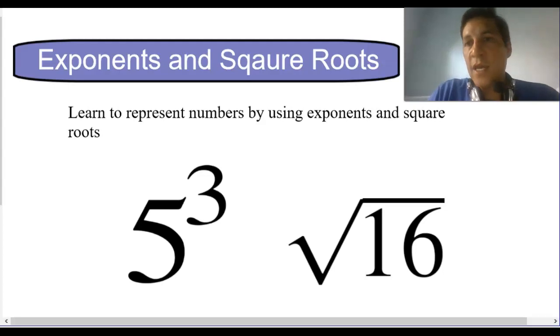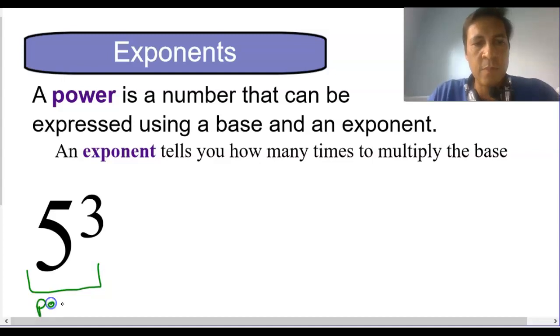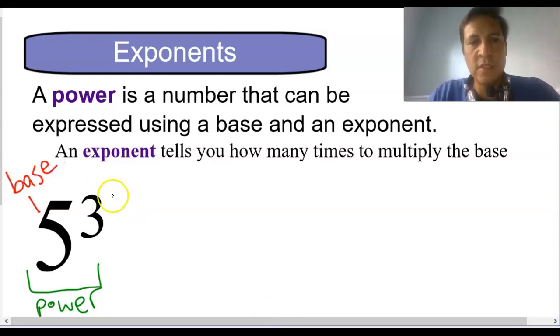In this video, we'll look at exponents and square roots. So let's start with exponents. A power is a number that can be expressed using a base and an exponent. So this whole thing, 5 to the third, that's a power. My base is 5, and the exponent is 3.